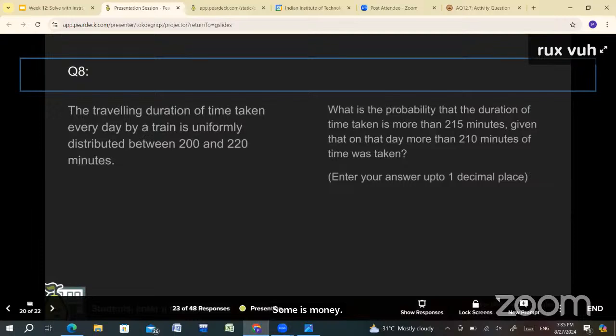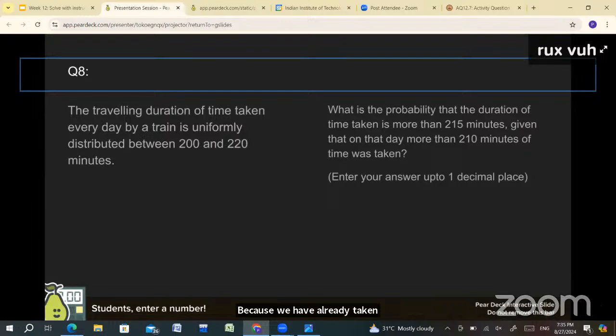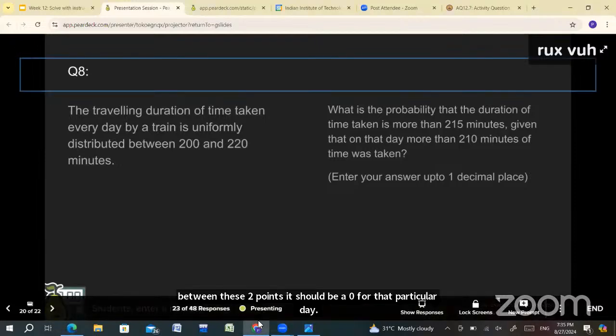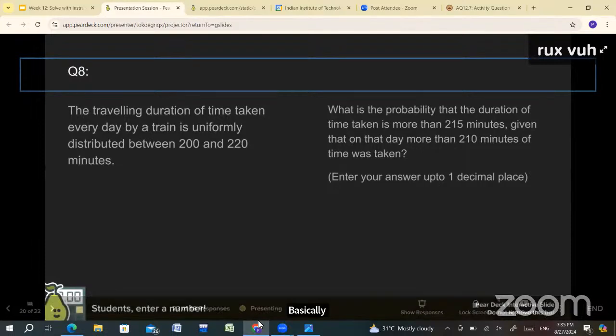Because we have already taken 210 minutes on that day. If I have started at a point from 210 on that particular day, you are saying that between these two points it should be 0 for that particular day. Yes, ma'am, this is what he's trying to say. Basically, his question is calculating the area, ma'am. Yes, area of probability, conditional probability.